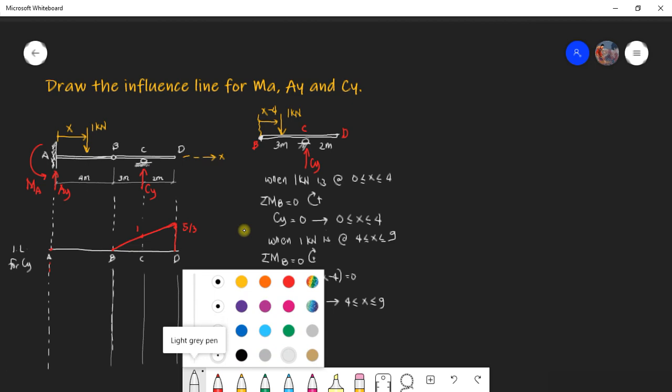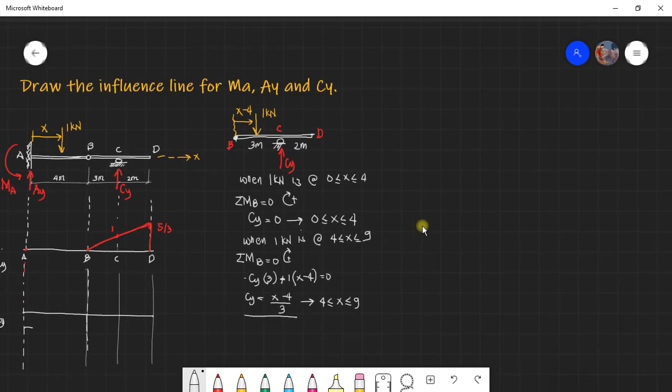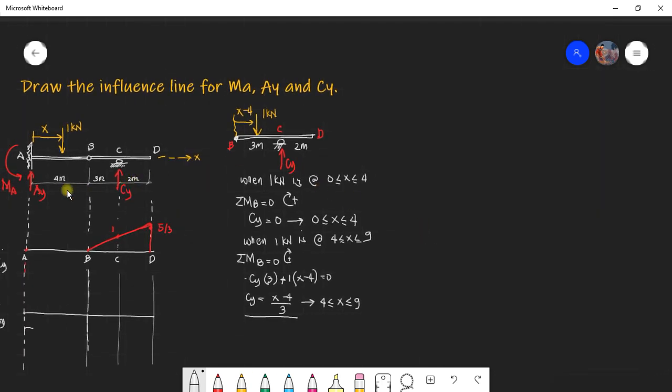Okay, so for influence diagram ng sunod natin, ang sunod. Okay, AY. So, IL for AY. So, for AY, mag-summation forces na lang tayo. Okay? So, since alam naman natin may value din ng CY, we can use the whole equation or the whole structure. So, consider whole structure na dito.